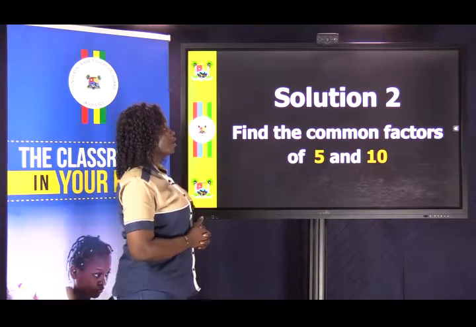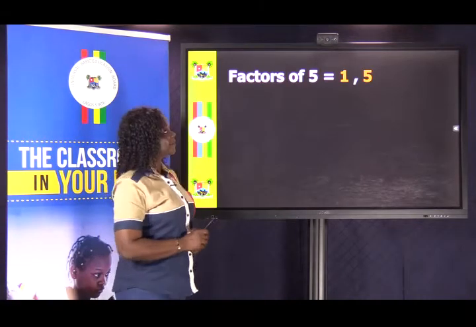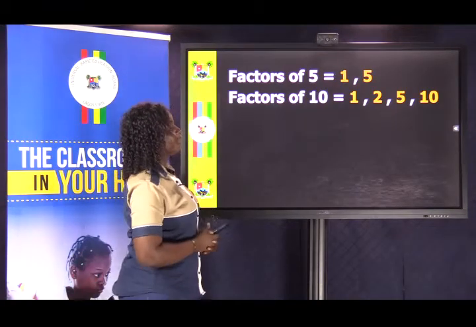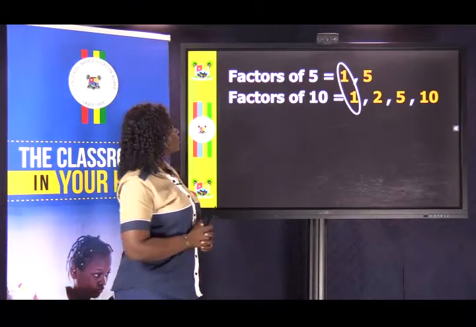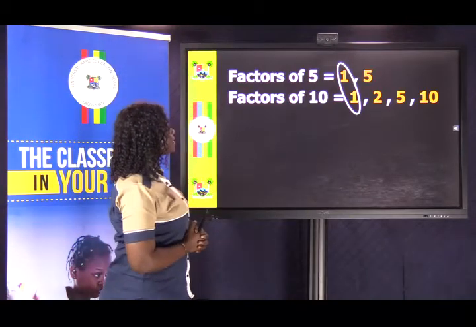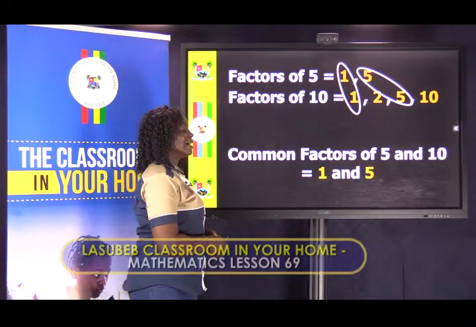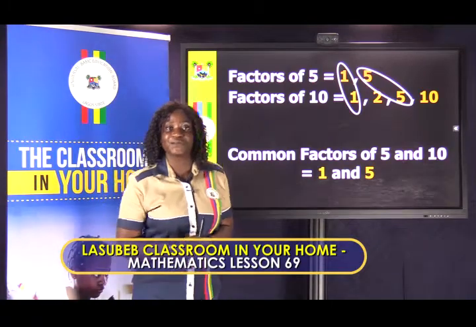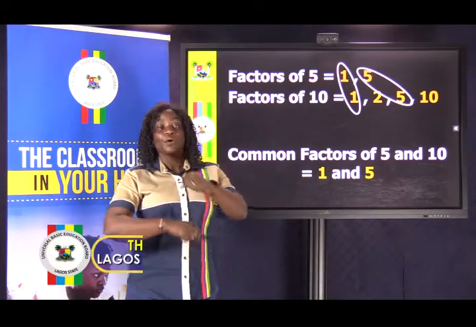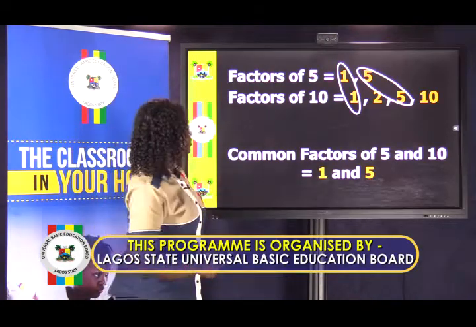Find the common factors of 5 and 10. What are the factors of 5? The factors of 5 are 1 and 5. Yes, and the factors of 10 are 1, 2, 5, and 10. What are the common factors of 5 and 10? Common numbers that appear in 5 and also appear in 10: 1 and 5. So the common factors of 5 and 10 are 1 and 5. Did you get the two sums correctly? Good job, you. Let us roll it up for ourselves. Roll it up, roll it up, roll it up and let it go. You are smart. Good job, you.